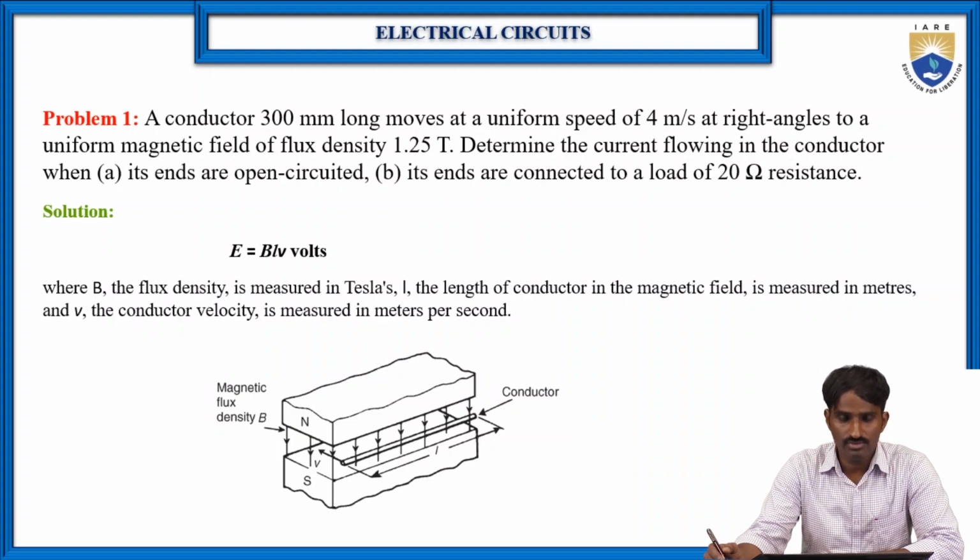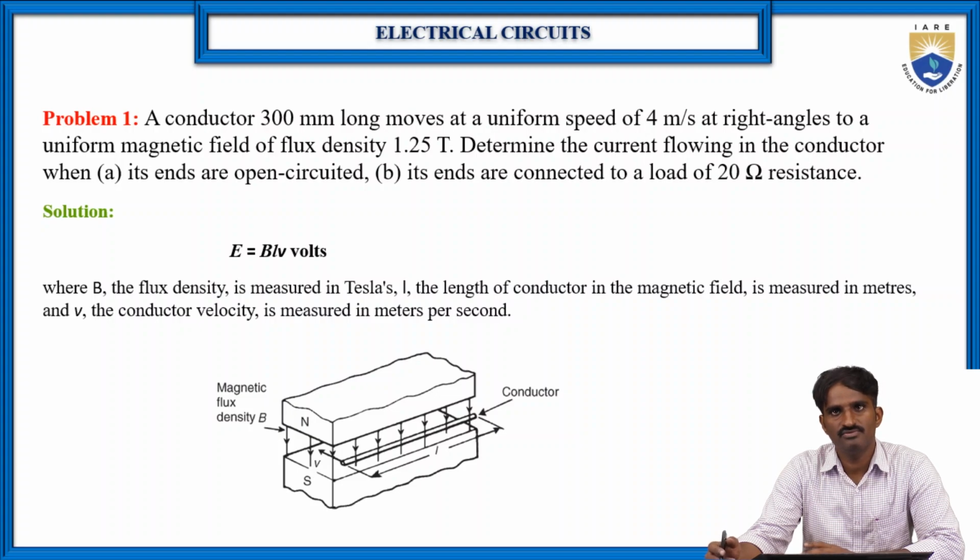Before solving this problem, what are they asking us to find? The current flowing through the conductor when its ends are open circuited. If the ends are open circuited, of course the current flowing through that circuit will be zero, but there will be a potential difference across those two terminals. So we have to calculate the potential difference, or the EMF induced across those two terminals.